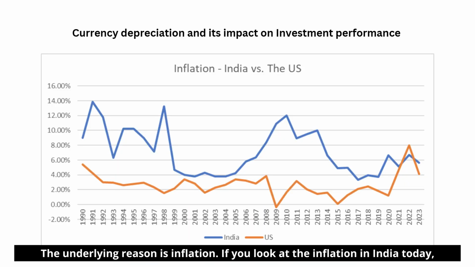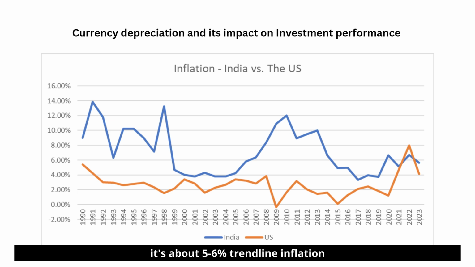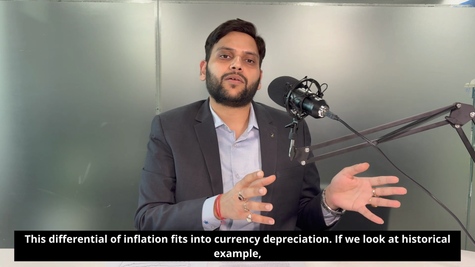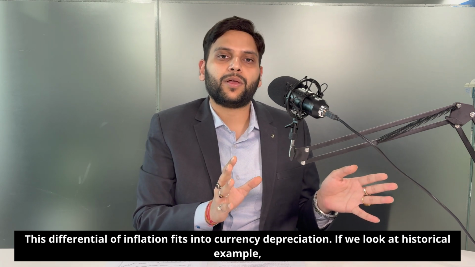If you look at the inflation in India today, it's about 5 to 6% trend line inflation. Vis-a-vis, if you look at trend line inflation in the Eurozone or the US, there it's about 2 to 3 percentage. So there is a 3 to 4 percentage differential, which is higher in India. This differential of inflation feeds into currency depreciation.